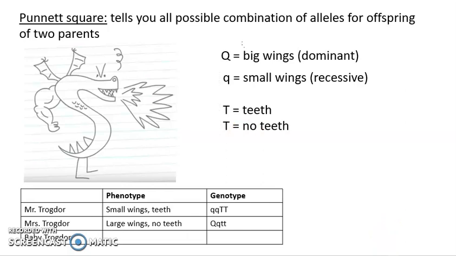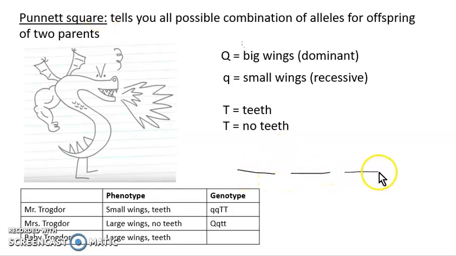All right, so what about baby Trogdor? Let's say baby Trogdor has large wings and teeth. So what are all the possible genotypes? Let's go back to drawing here. Let's draw 4 blanks: 1, 2, 3, 4, because there's going to be 4 alleles, 2 from each parent. Large wings means there's at least 1 dominant allele for wings. Teeth means there's at least 1 dominant allele for teeth.